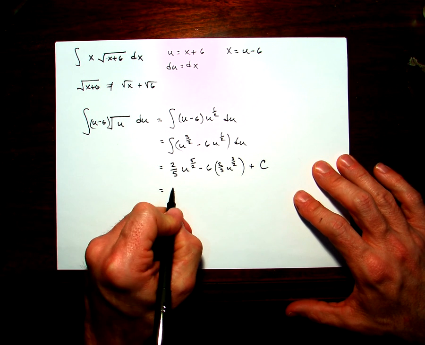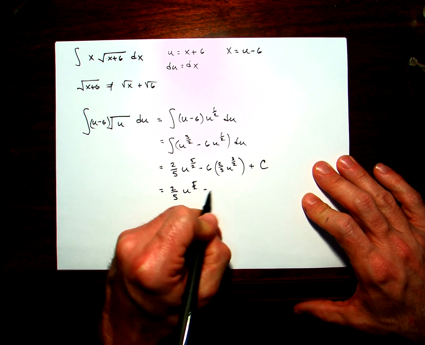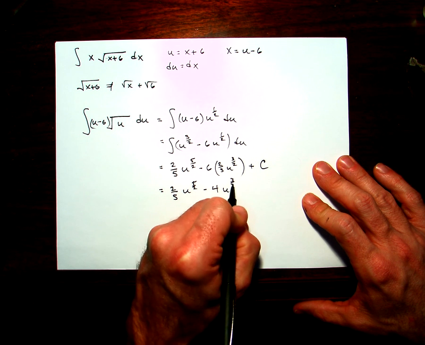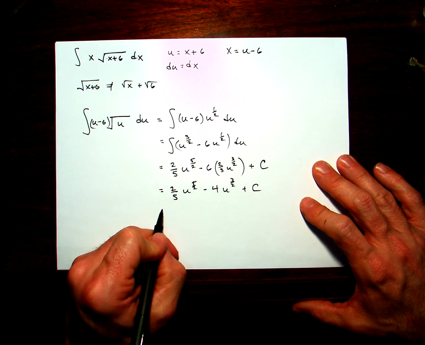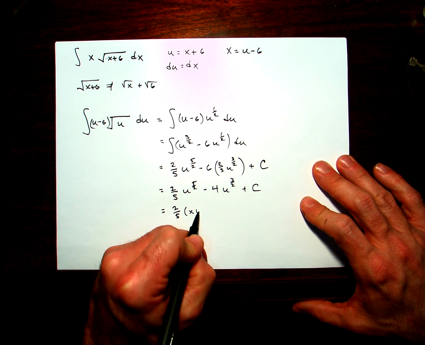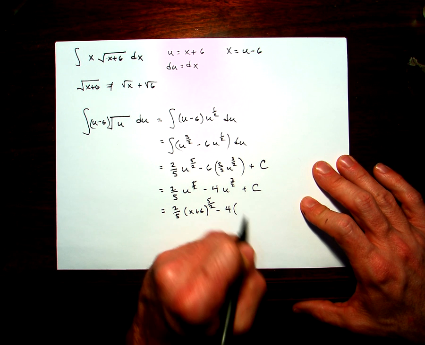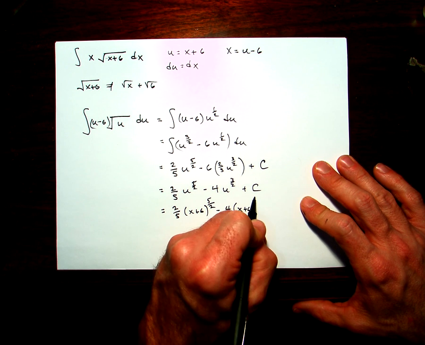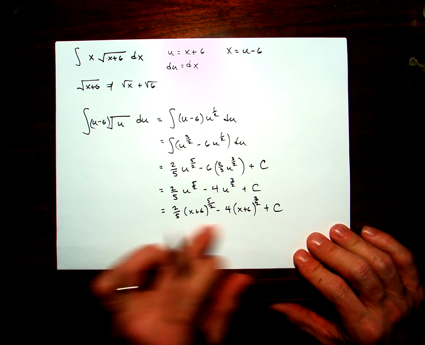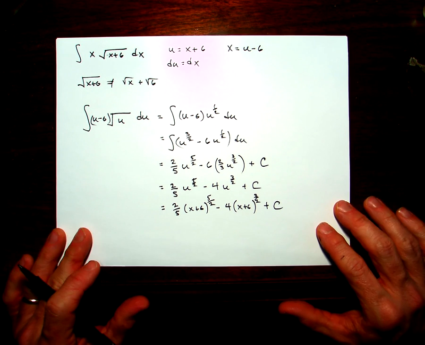So I've got 2/5 u to the 5/2 minus 6 times 2/3. That's going to be 4 u to the 3/2. And then let's go ahead and put in u as x plus 6. So this is 2/5 times (x plus 6) to the 5/2 minus 4 times (x plus 6) to the 3/2 plus c. Again, since we know this is supposed to be the antiderivative of what I started with, you could take the derivative and clean it up algebraically and you should get the same thing.